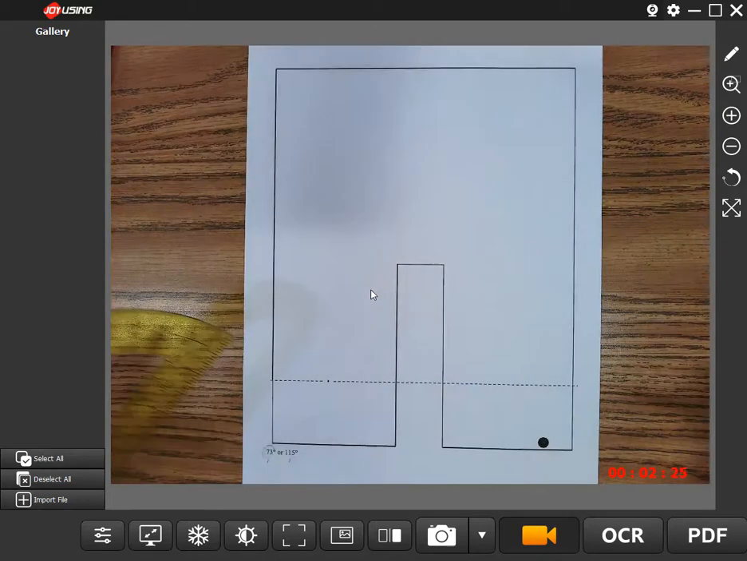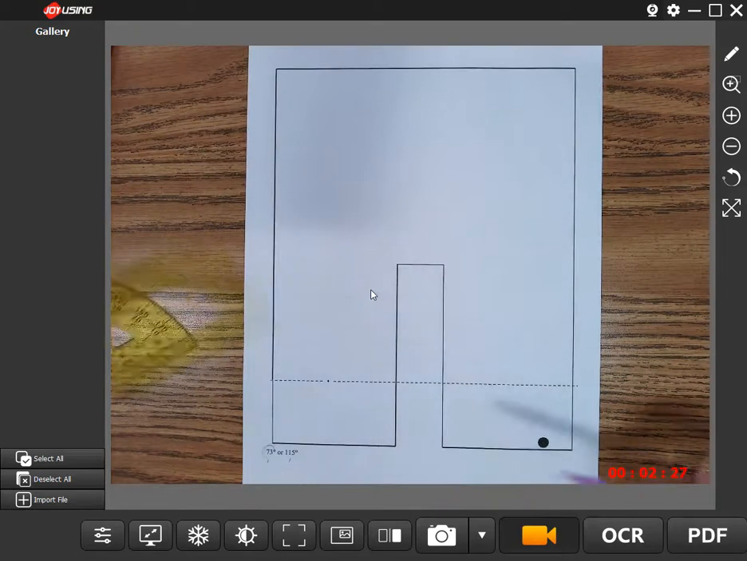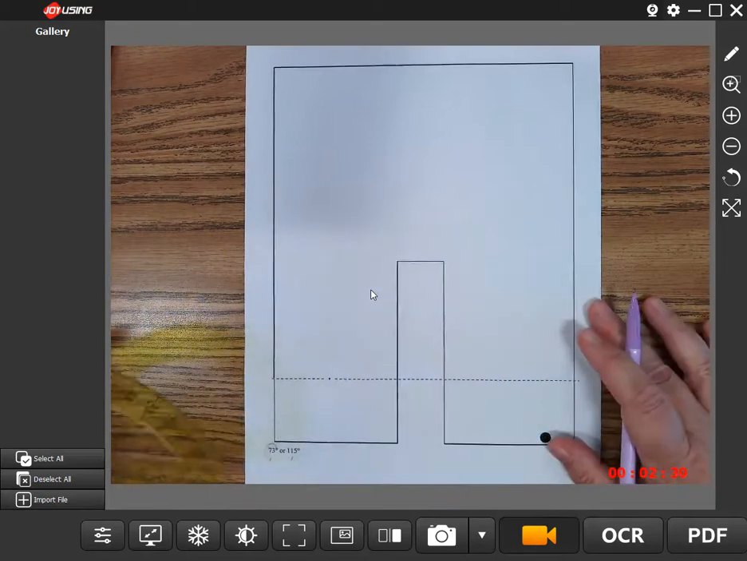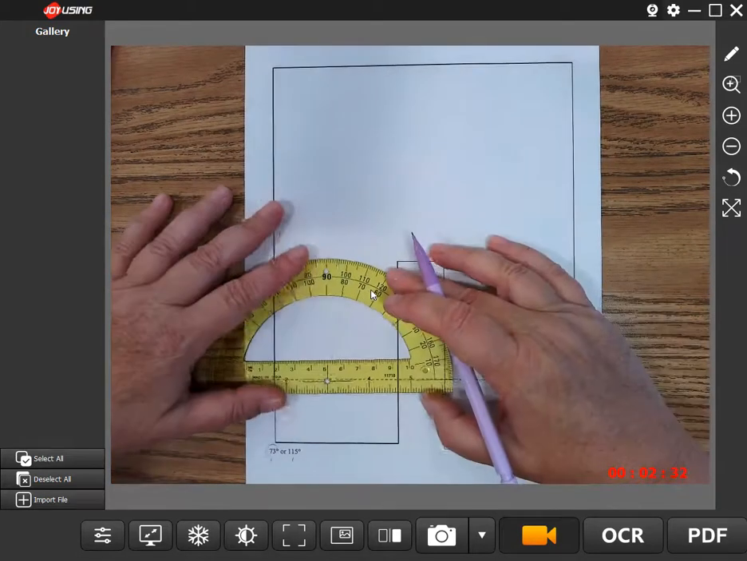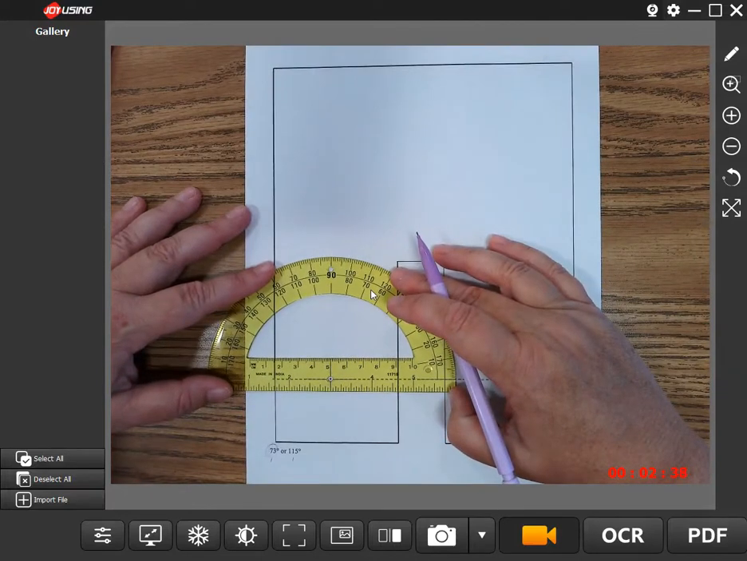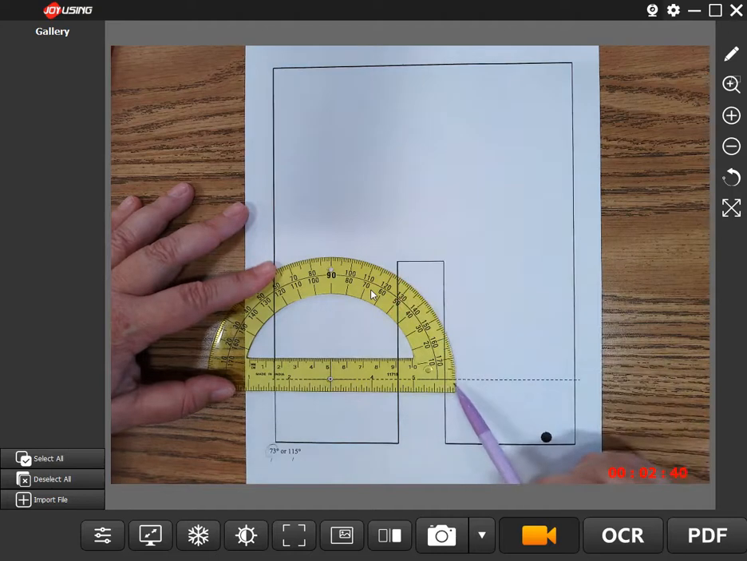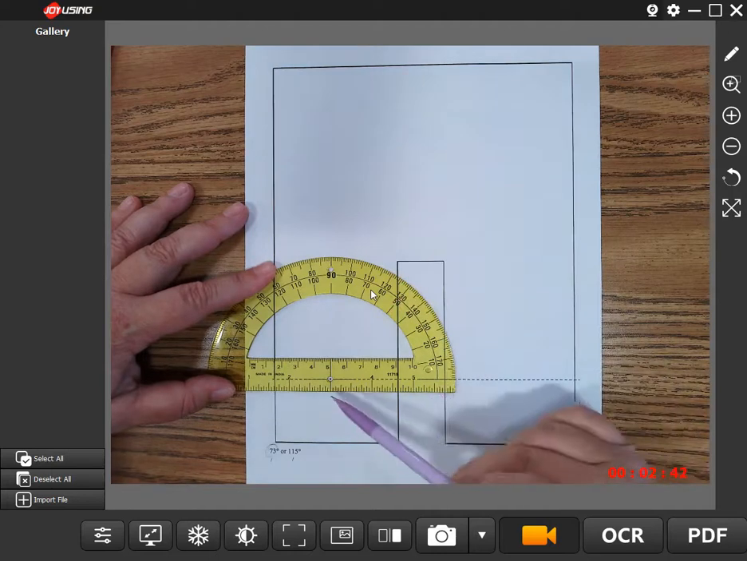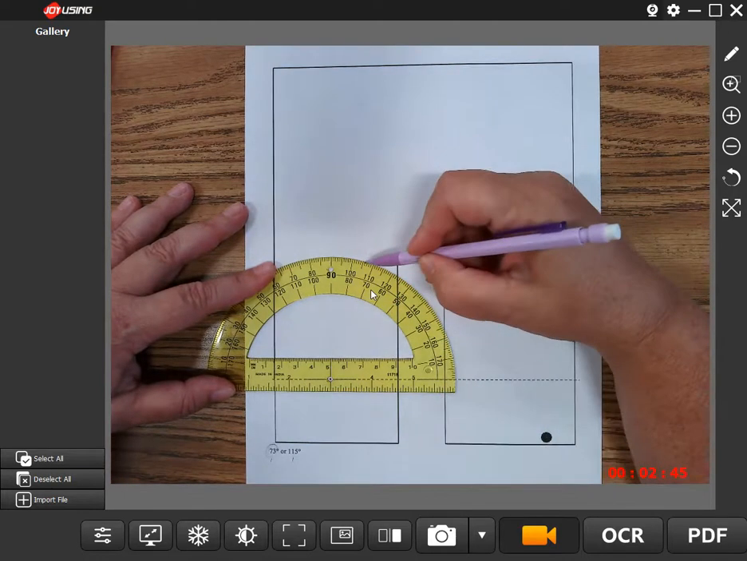So we're going to start here. I'm going to do 73 degrees. I'm going to model this for you. 73 degrees, we're going to measure from the right side. This dotted line here is there to make sure you're lining up the 0. So I need to measure 73 degrees.